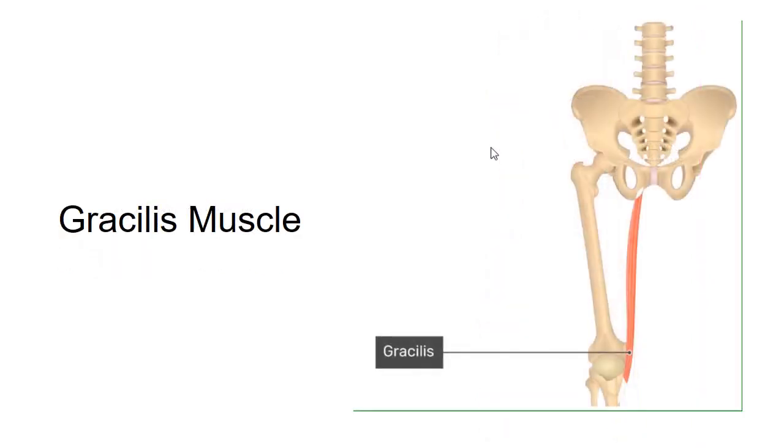Next muscle in the adductor group is gracilis muscle. It is the most medial and superficial muscle in the adductor group. It arises from body and inferior ramus of pubis. As you can see here, this is the origin point of gracilis muscle. It then runs downwards and is inserted into the superior part of medial surface of tibia.